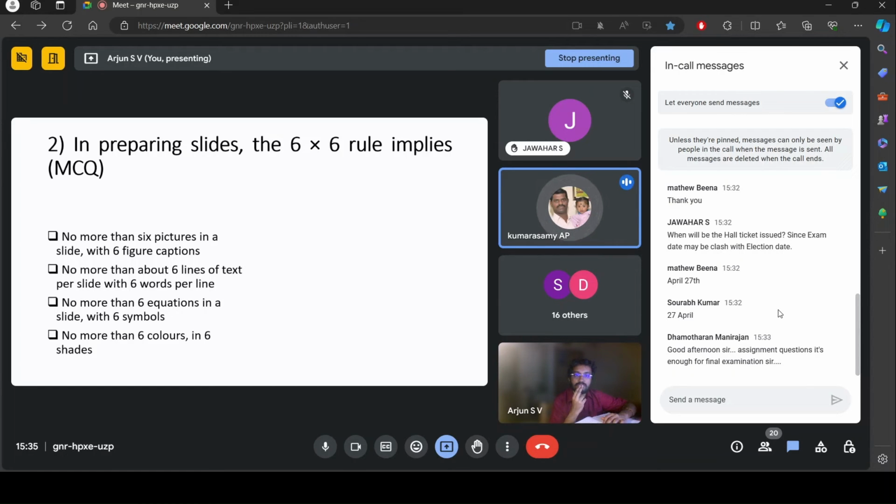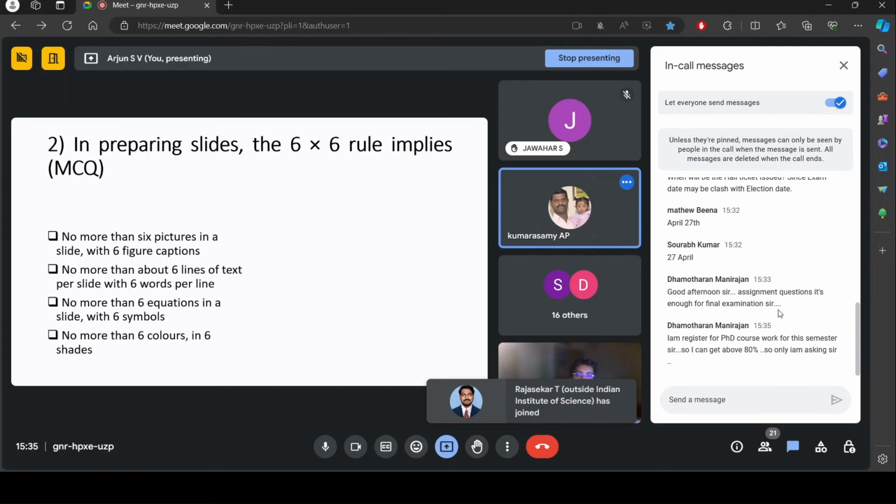Scientific calculator is allowed, sir. I don't think it is allowed, but I think you'll be attending the exam on the TCS iON platform, and that platform will have a calculator of its own on the screen. Okay, sir. Yes.